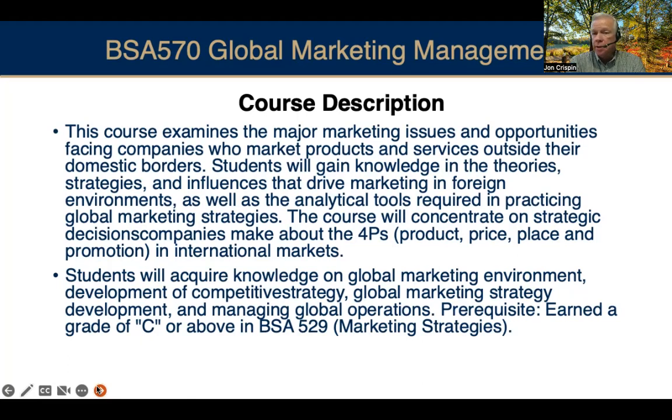So we'll concentrate on the strategic decisions companies make about the 4 Ps: product, price, place, and promotion in international markets. And students acquire knowledge on the global marketing environment, development of competitive strategy, global marketing strategy development, and managing global operations. So this encompasses all that goes on internationally in global marketing management. And the prerequisite, of course, is earning a C or above in BSA 529, and I am assuming that since you are in this course, you have done that.